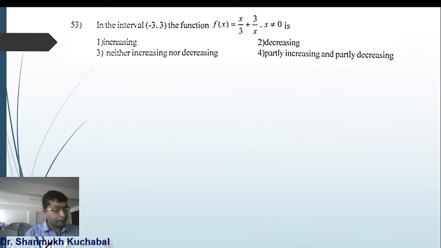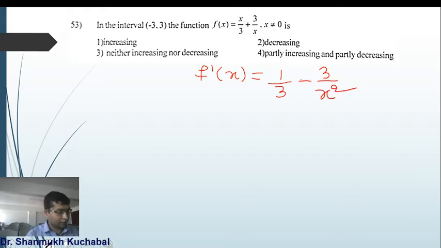In the interval -3 to 3, the function f of x equal to x by 3 plus 3 by x, we have to calculate whether it is increasing or decreasing. So f of x is given. We will find the first order differentiation f dash of x. The differentiation of x by 3 is 1 by 3, and the differentiation of 3 by x is minus 3 by x square. Like this we are going to get it.